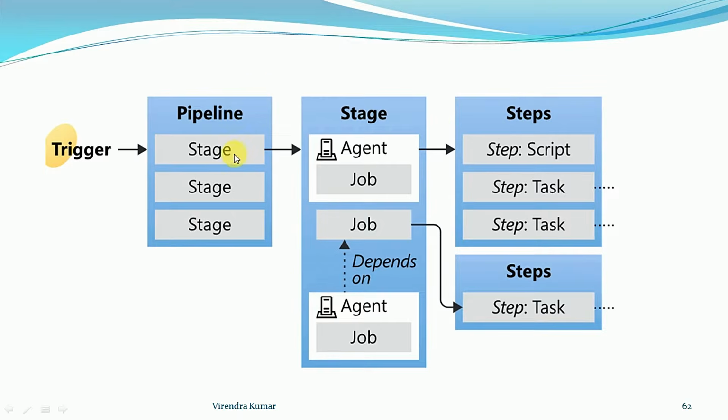You cannot define steps directly under the stage. If you want to define a step, first you need to define a job. Then a stage can have multiple jobs. A job can have multiple steps, and steps can have multiple scripts, tasks, or one more task. Okay, and steps. So this is the simple diagram and the flow of the key concepts of the pipeline.